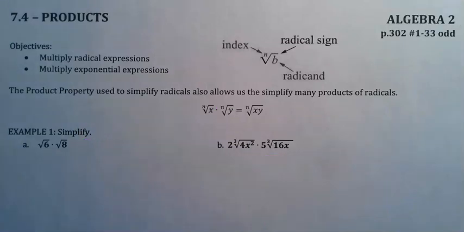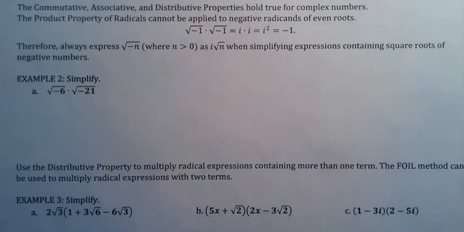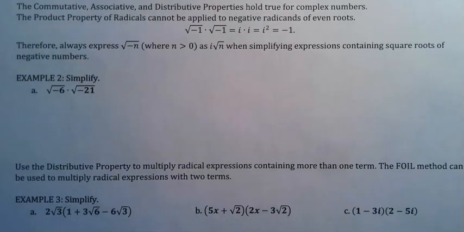Okay, then let's look. The commutative, associative, and distributive properties hold true for complex numbers. The product property of radicals cannot be applied to negative radicands of even roots, however. Okay, so we've talked about this a little bit, perhaps. So if we have the square root of negative 1 times the square root of negative 1, that equals i times i, right? Because the square root of negative 1 is i, which is equal to i squared. And i squared is equal to negative 1. So we've talked about those negatives.